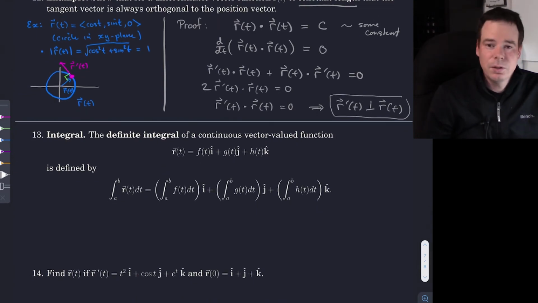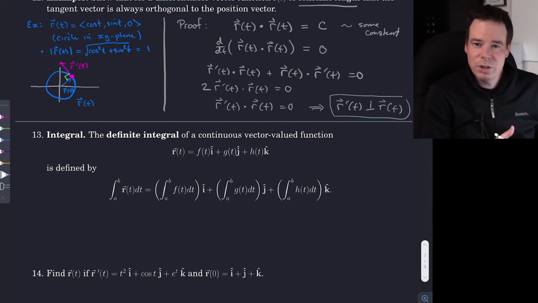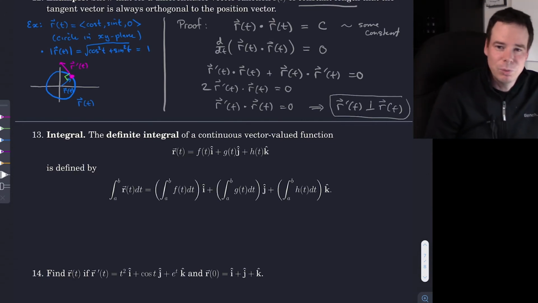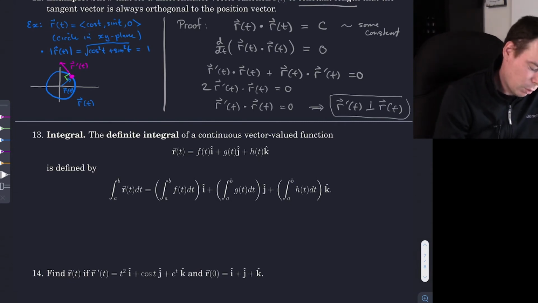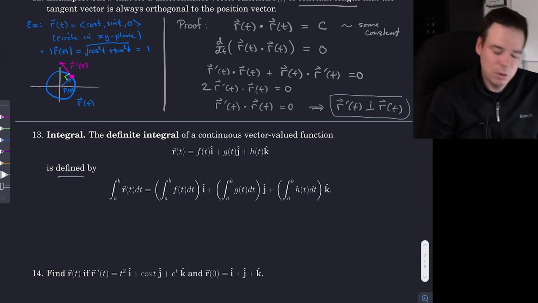Next, we're going to look at integrals. And the idea is, because differentiation happened component by component, integration is also done component by component. It's basically we do it in reverse. Instead of differentiation, we now do an integration, and we do it component by component. So that's this first definition. The integral from a to b of r of t dt is just the integrals of the individual components.